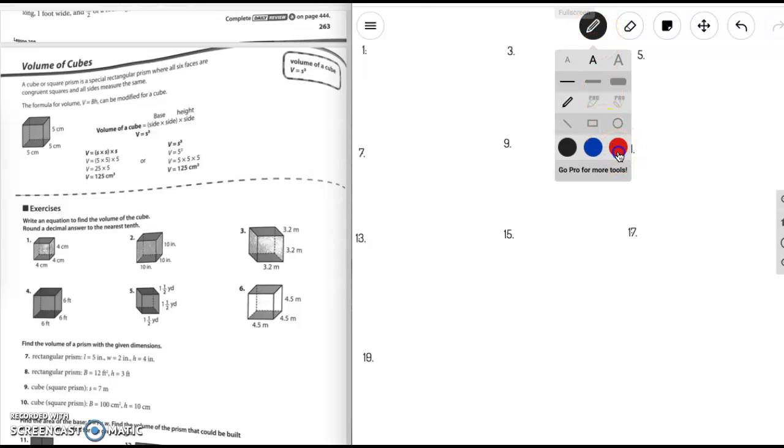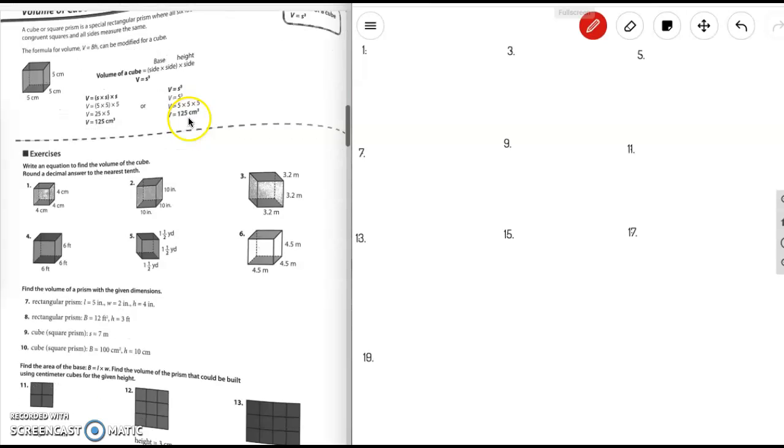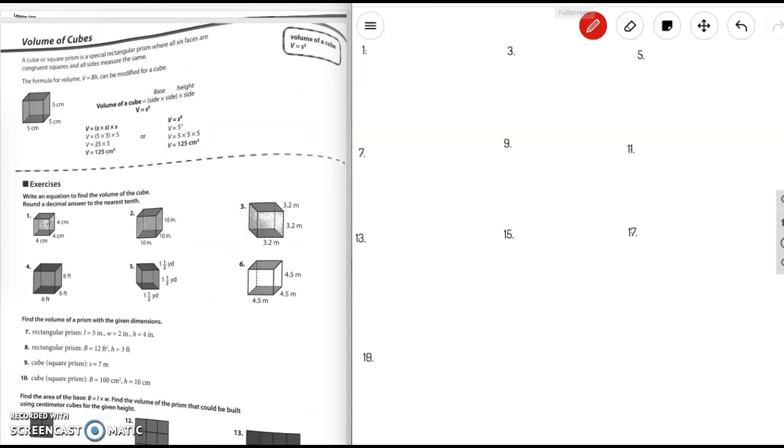Hi students, so for today's math we're going to continue with volume. Today we're going to be calculating volume of cubes. So again, please make sure that you've read the top portion of page 264 before we get started.